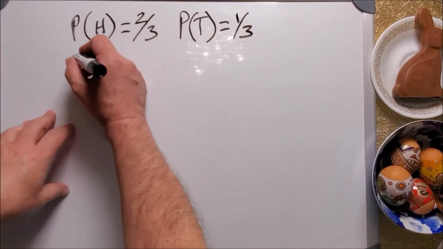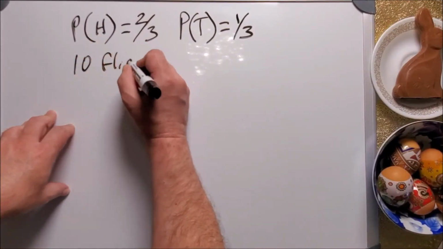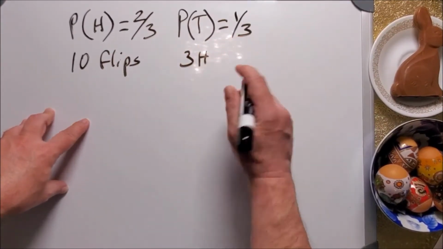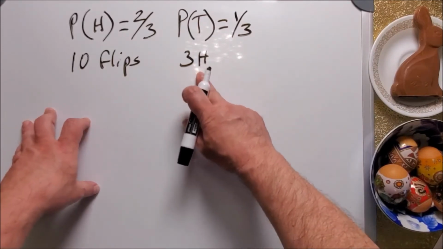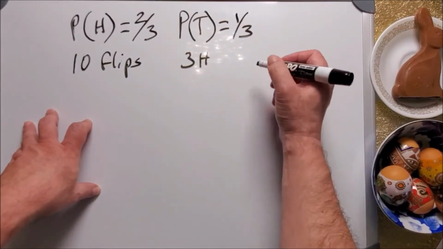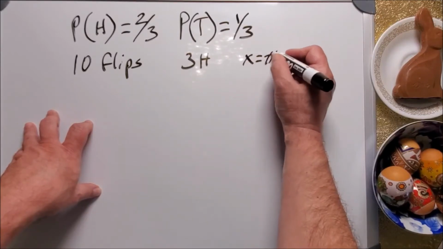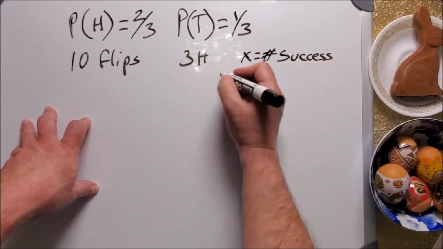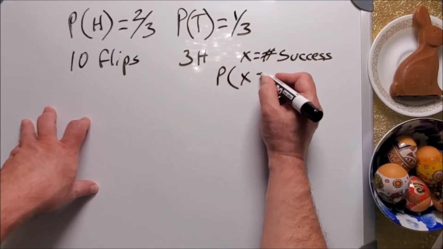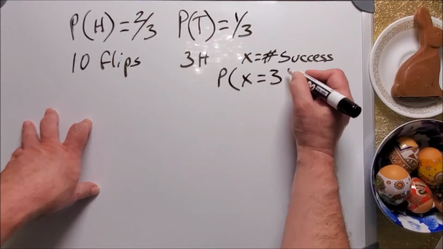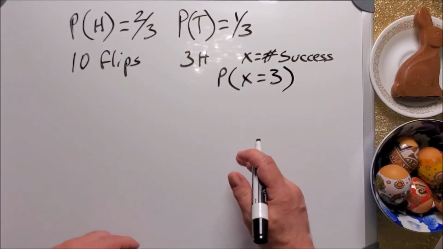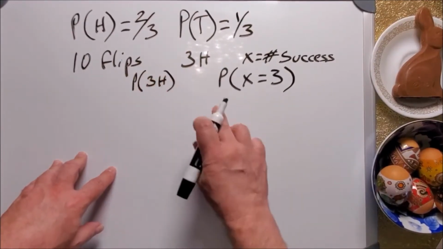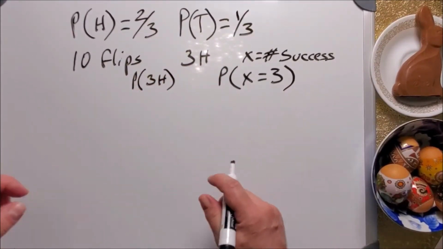And we're going to go ahead and flip it 10 times, and we are looking for the probability of exactly 3 heads. If we define heads as success, we could say x equals the number of successes, and this is sometimes how it's written in binomial probability language, in textbooks and stuff like that. We can just write probability of 3 heads also. I just want to make sure I put that in front of folks because that's another way to write it.